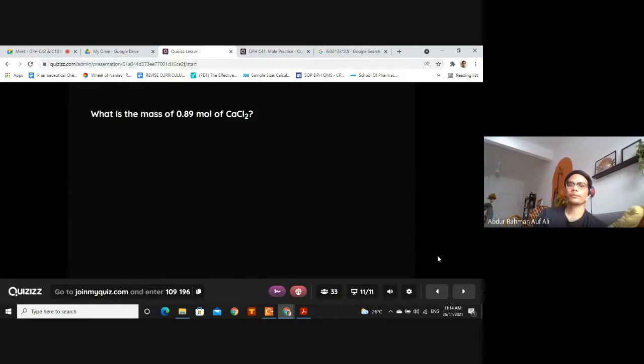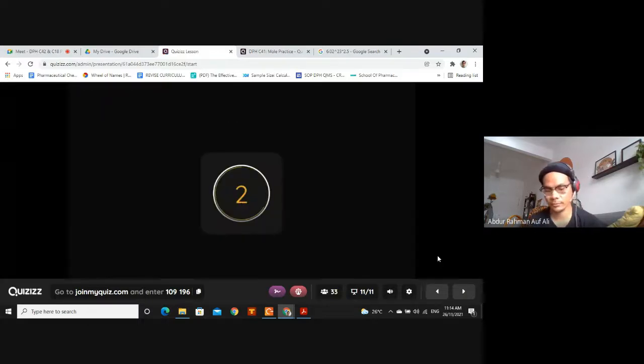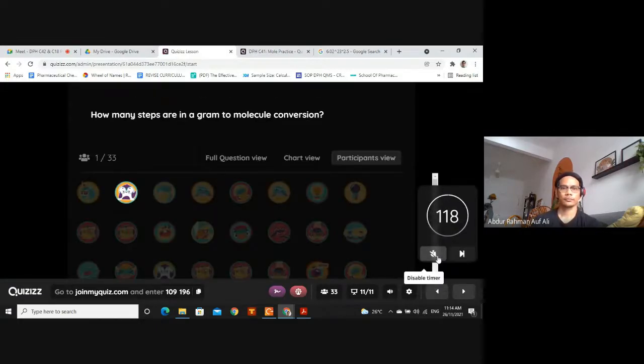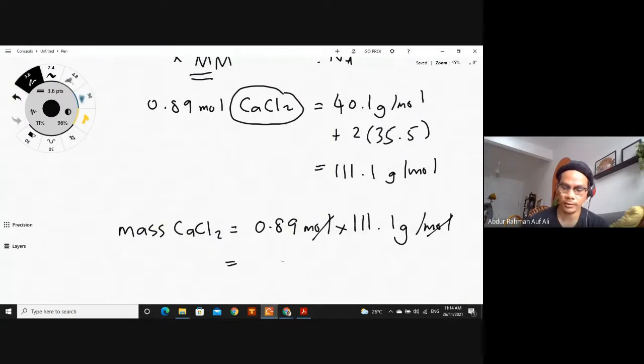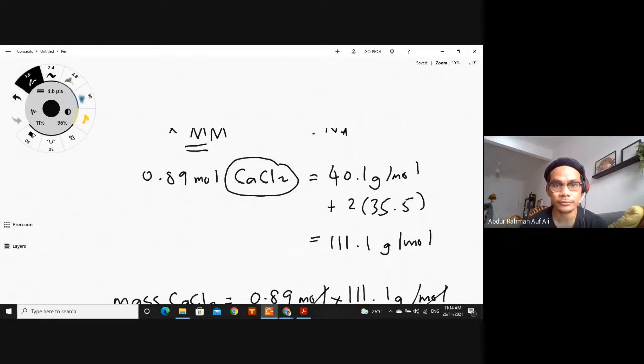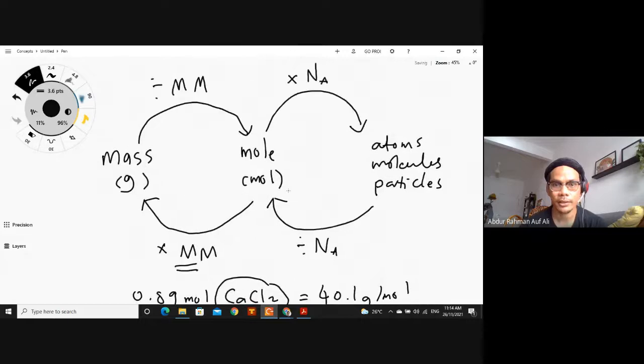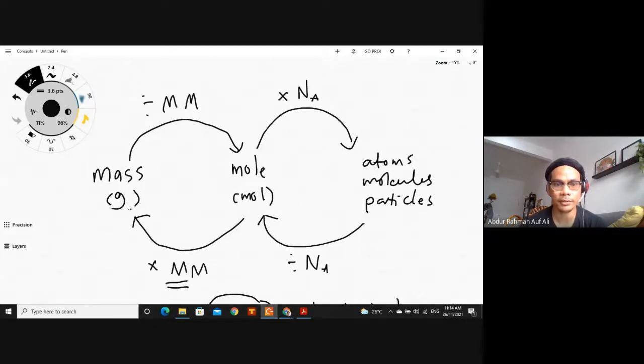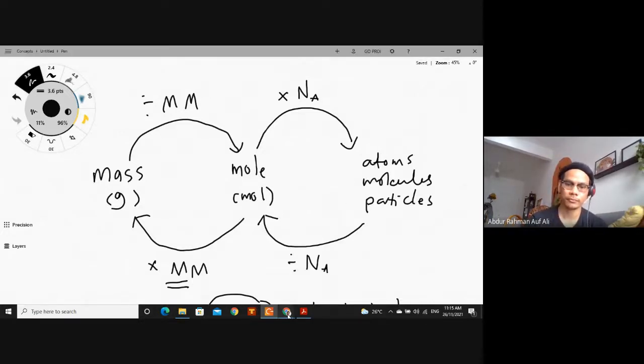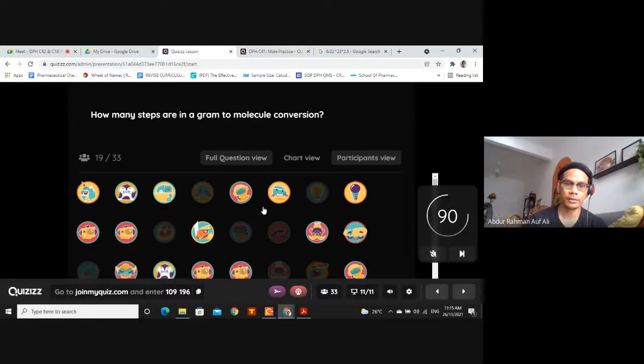So one more question. How to convert mole, how to perform mole conversions. Technical question. So how many steps are in gram to molecule conversion? So this question basically asks, how many steps if you want to convert from gram? Look back at the diagram I drew. If you have gram, how many steps to convert from gram to molecule? So you can see, if you have gram, you need to convert to the number of moles first, and then convert to molecule. So 2 steps. The answer.